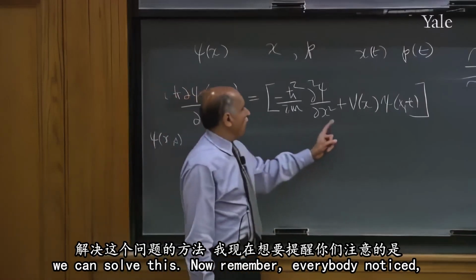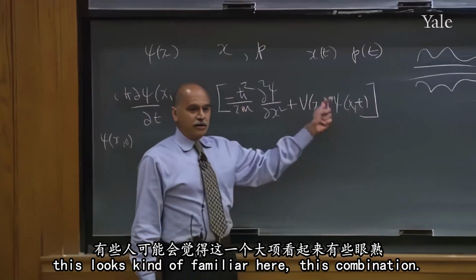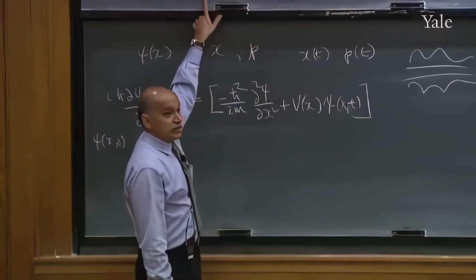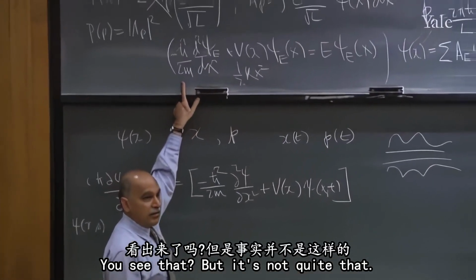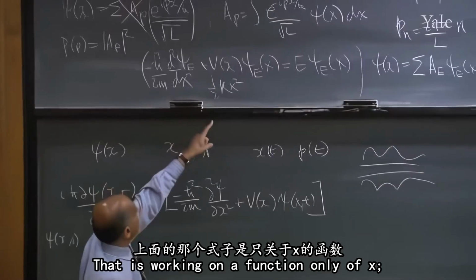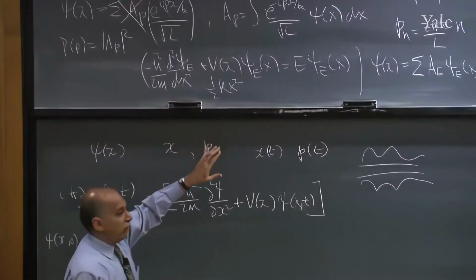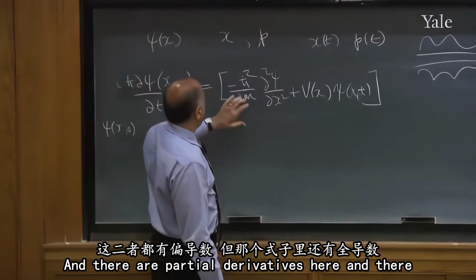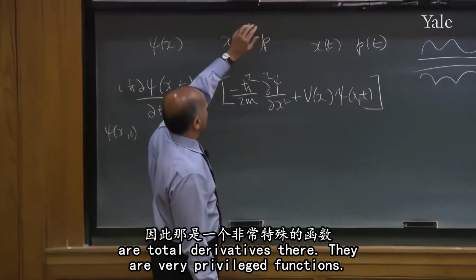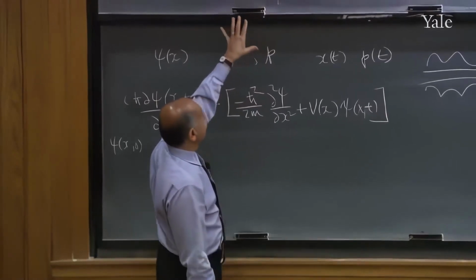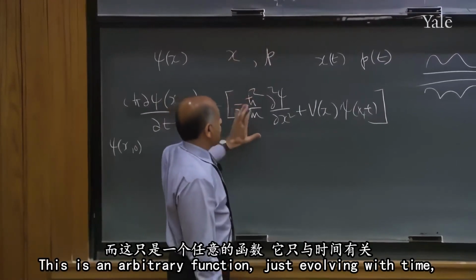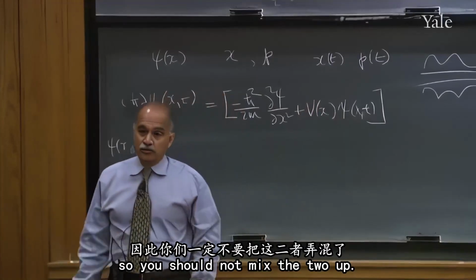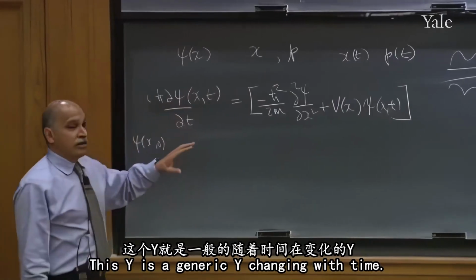Now remember, everybody noticed this looks kind of familiar here, this combination. I mean, it's up there somewhere. It looks a lot like this. You see that? But it's not quite that. That is working on a function only of x. This is working on a function of x and t. And there are partial derivatives here, and there are total derivatives there. They are very privileged functions. They describe states of different energy. This is an arbitrary function, just evolving with time. So you should not mix the two up. This psi is a generic psi changing with time.